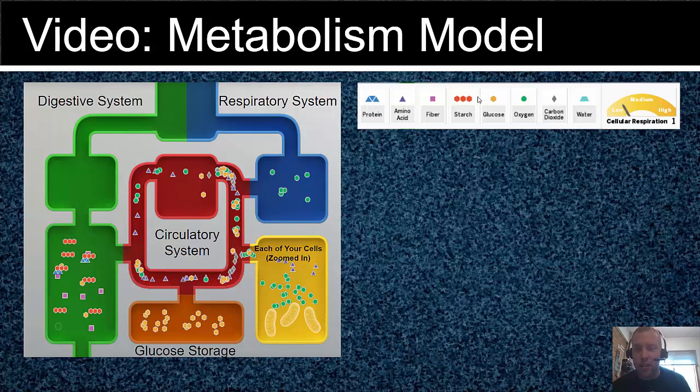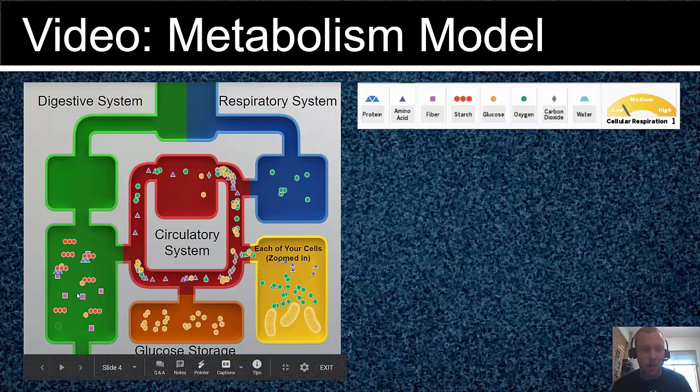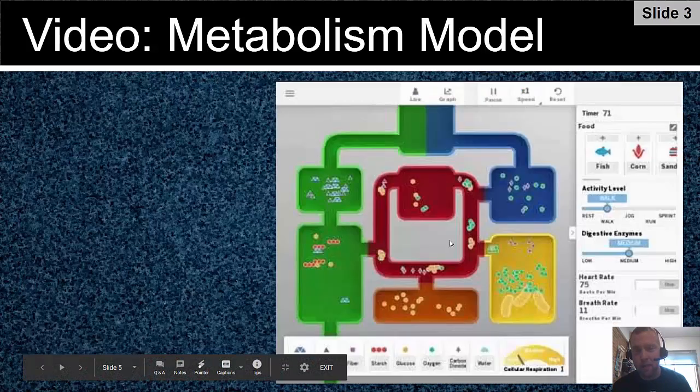And then all of these are listed also in the model too, and we've already gone through a lot of these. Oh, one thing we didn't go through was fiber, and you'll notice that fiber goes directly into here and then not into your bloodstream. Too big for the bloodstream.